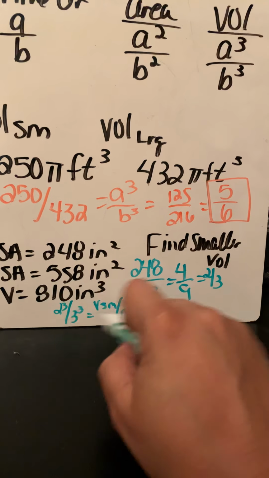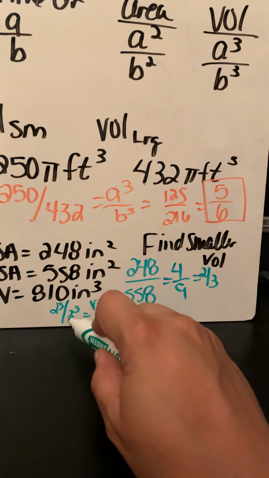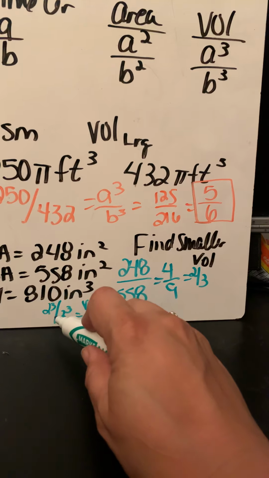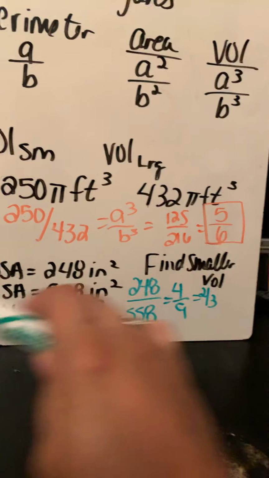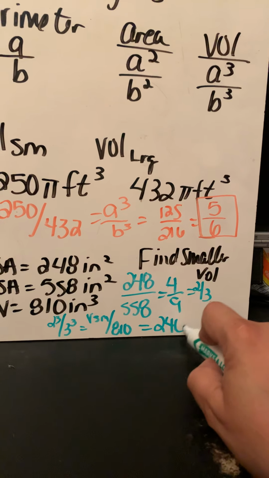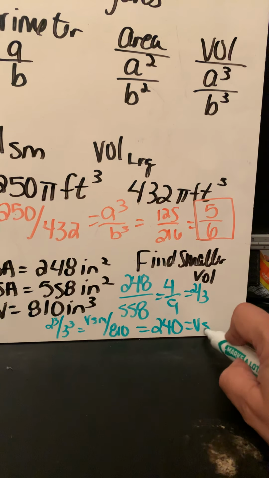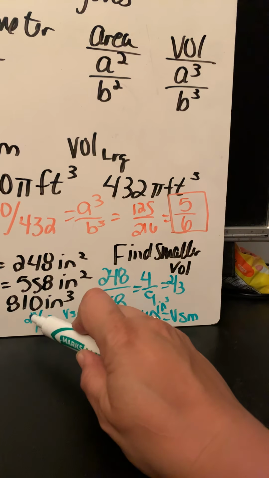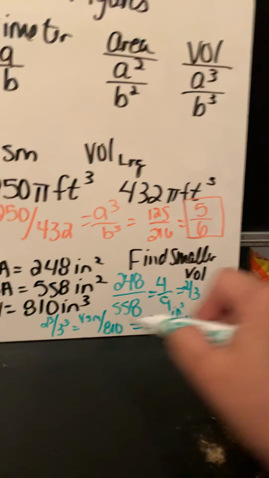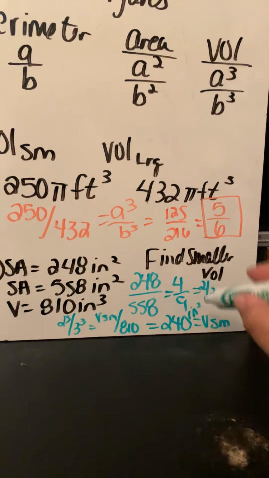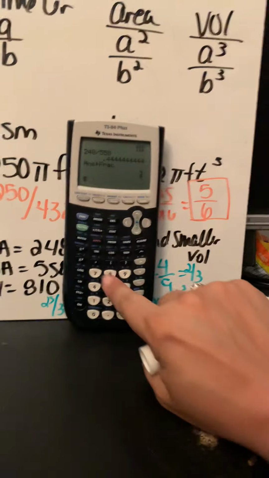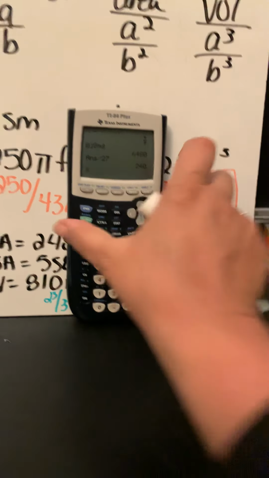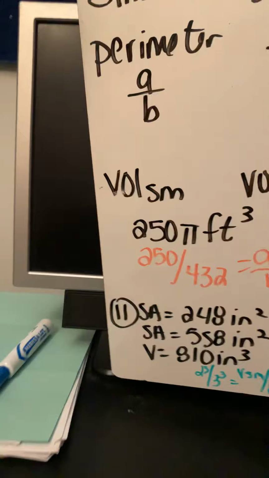Now I'm going to cross multiply. 8 times 810 divided by 27. I should get 240 for my answer. And that's the volume of the small, 240 inches cubed. Again, you're cross multiplying. 810 times 8 divided by 27. You get 240. That's the volume of the small. I'll just double check it. 810 times 8 divided by 27. Yep, 240. So that's how you do those.